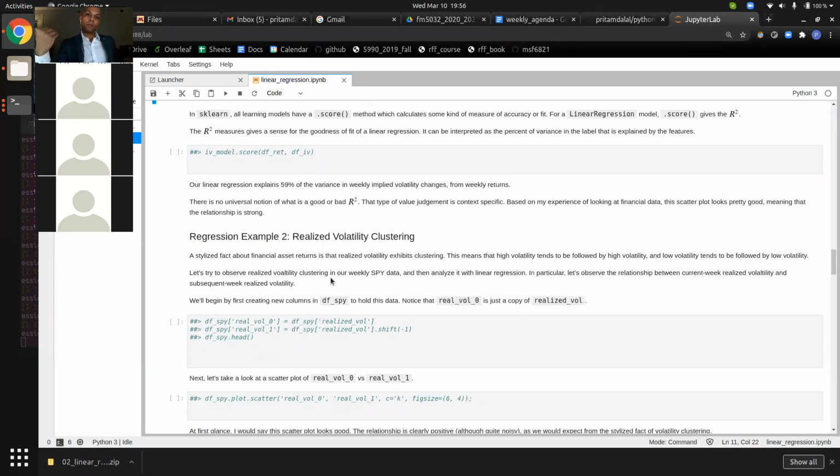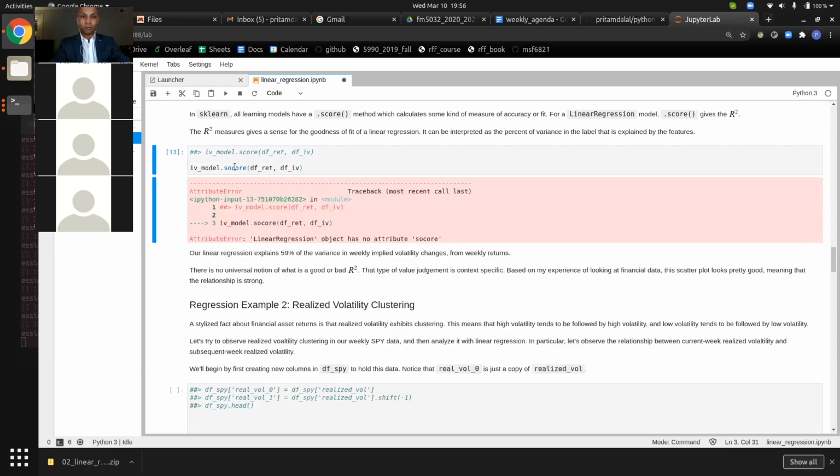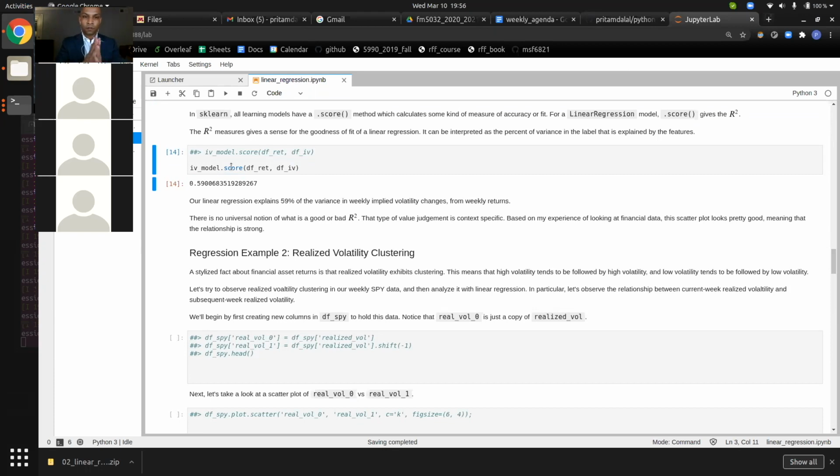in sklearn, all machine learning models also have a score method associated with them, which gives some kind of sense for how well the model is performing. For linear regression, the score gives an R squared. R squared can be interpreted as the percent of the variance in the label that's explained by the features. So let's go ahead and take a look at that. IV model score, DF return, DF IV. Sure, so what that says is that this regression explains 59% of the variance in weekly implied volatility changes from weekly returns.